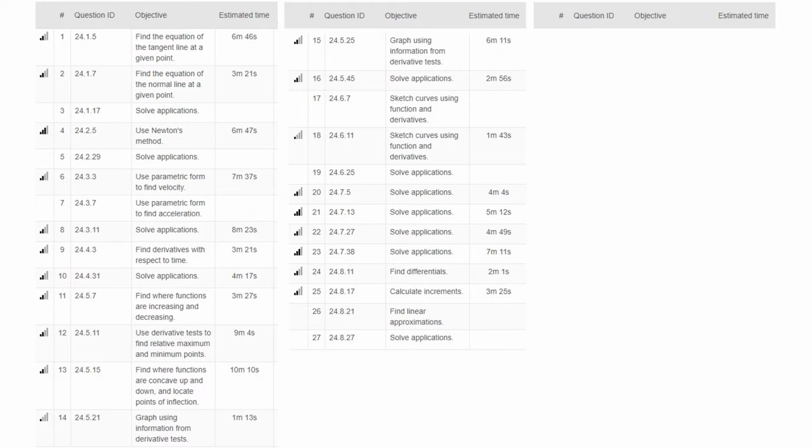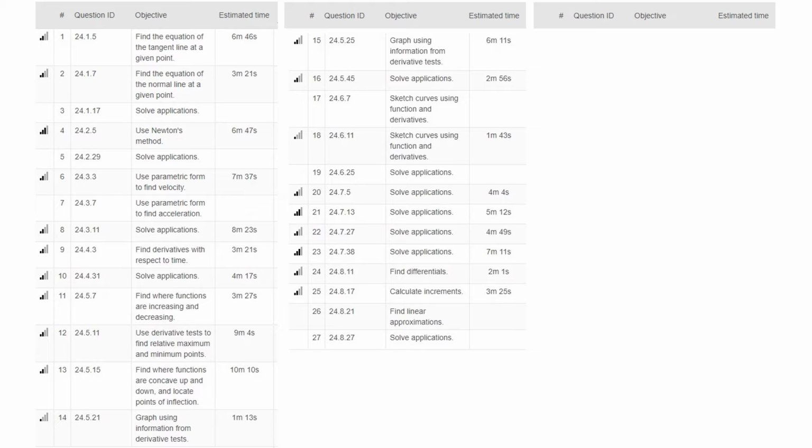That other number after the 1, that .5 on the first question, is not really meaningful to you as a student. It has to do with what number that question is out of the question pool if we were to randomly select questions. Really just the first two numbers matter. 24.1 means that it's Chapter 24, Section 1.